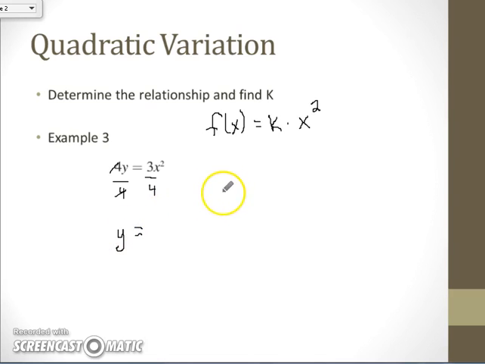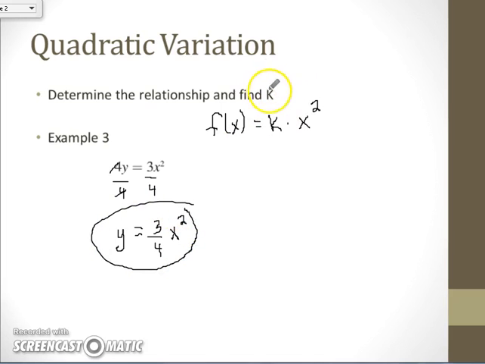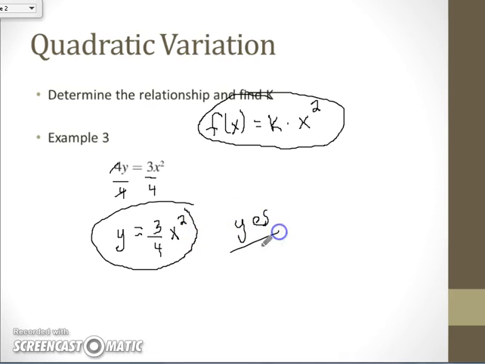Again, y is the same as f of x. So y equals 3/4 times x squared. Now my equation matches my quadratic variation equation. I can clearly see that it's f of x equals a number times x squared. Down here we have y. Again, y is the same as f of x, so y equals a number, 3/4, times x squared. So this one actually is a quadratic variation because it's in the quadratic variation equation. It's set up the right way.